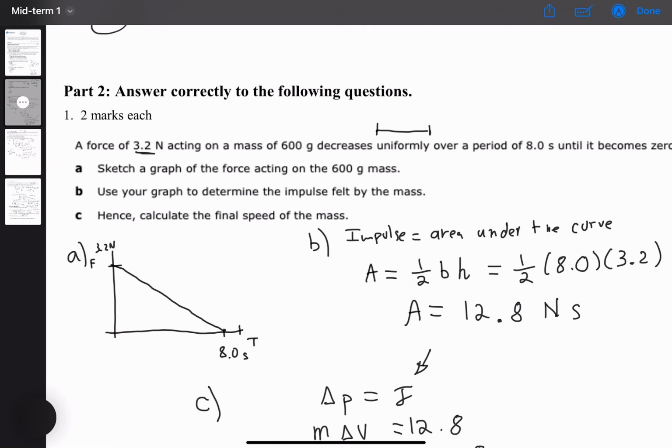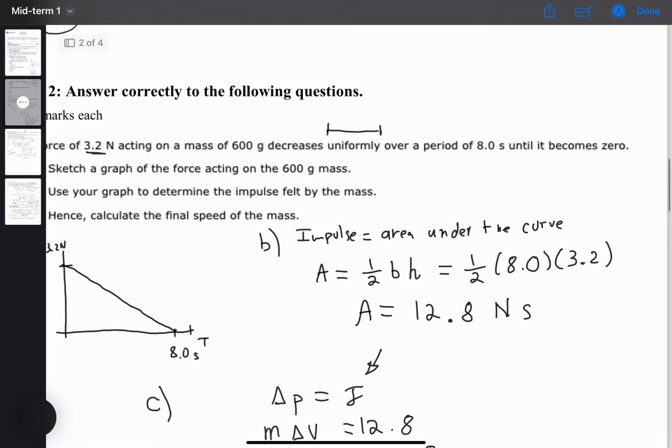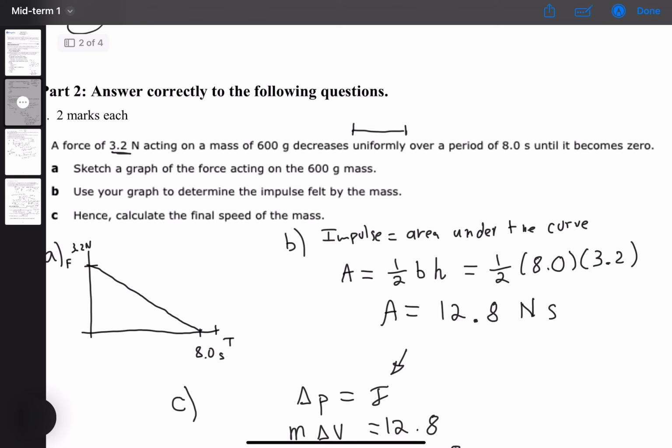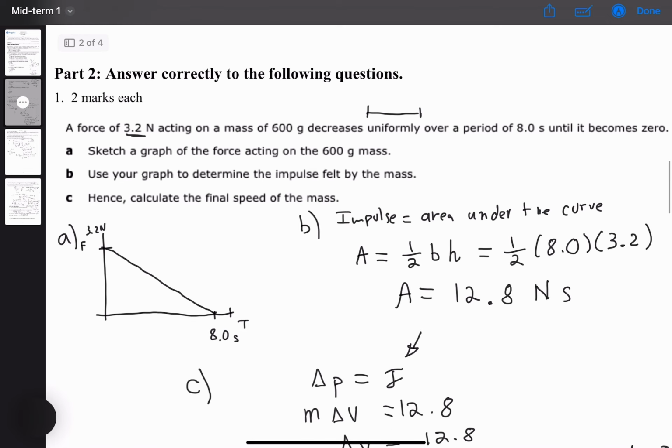Okay, so for part 2 I have a force of 3.2 Newtons acting on a mass of 600 grams that decreases uniformly over a period of 8 seconds until it becomes 0. Sketch a graph of the force acting on the 600 grams mass. Here the keyword is uniformly.